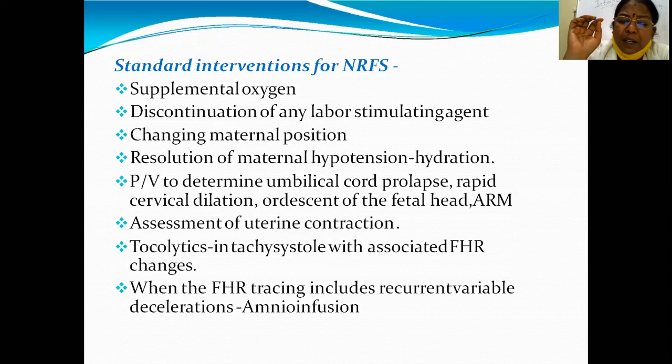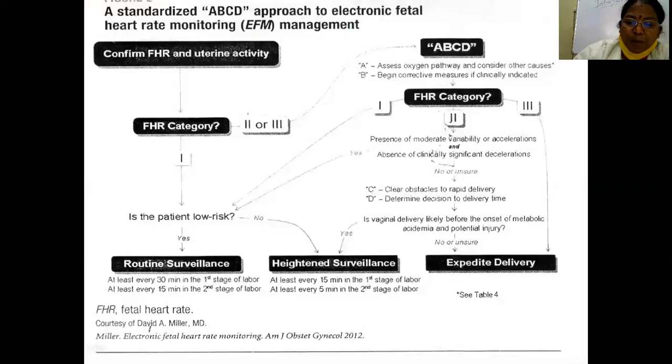If the fetal heart rate tracing includes recurrent variable decelerations, and usually it is mainly when there is oligohydramnios, you can go for amnioinfusion. So the ABCD approach is to confirm fetal heart rate and see the uterine activity. If it is category 1, no problem. If it is 2 or 3, ABCD.